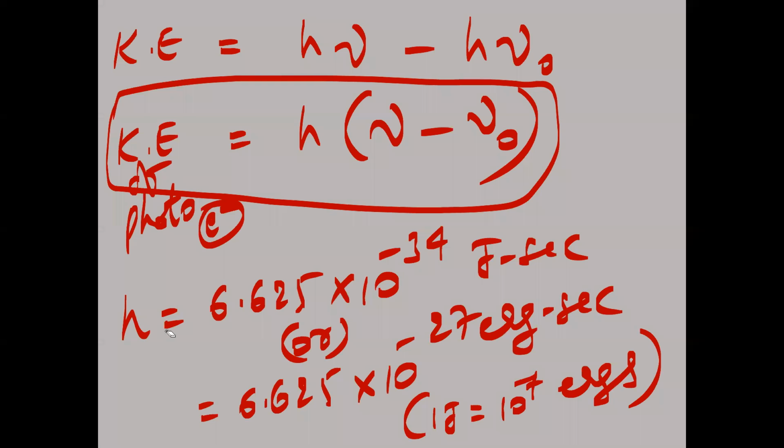What is h called here? Planck's constant. So the kinetic energy of the photoelectrons ejected from the metal surface equals h nu minus h nu naught, that is h of nu minus nu naught. The h value we must remember, and the nu and nu naught values will be given. Then we can get the kinetic energy. If you take the h value in joule second, we get kinetic energy in joules. If you take h in erg second, we get kinetic energy in ergs. Okay, take the screenshot now.